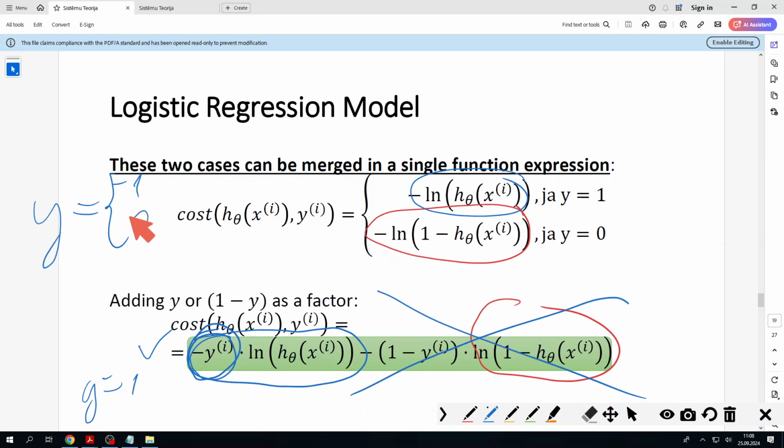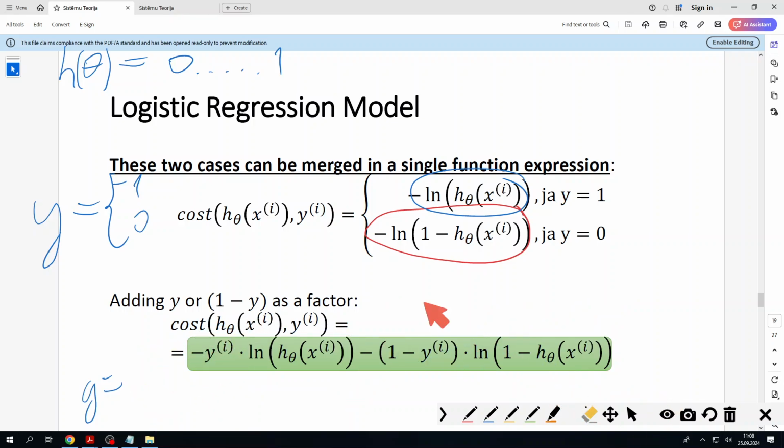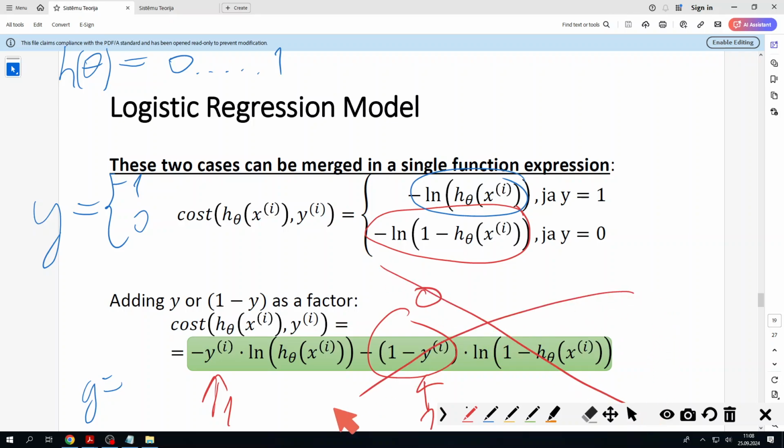So the hypothesis h theta can be any number in the range from 0 to 1, but the actual answer y can be only 0 or only 1. So if y is 1, then what happens here is that we put 1 here, we put 1 here, we get this bracket equal to 0, and 0 is multiplied by this logarithm and cancels it out. And this one stays. Yes, very simple as that.